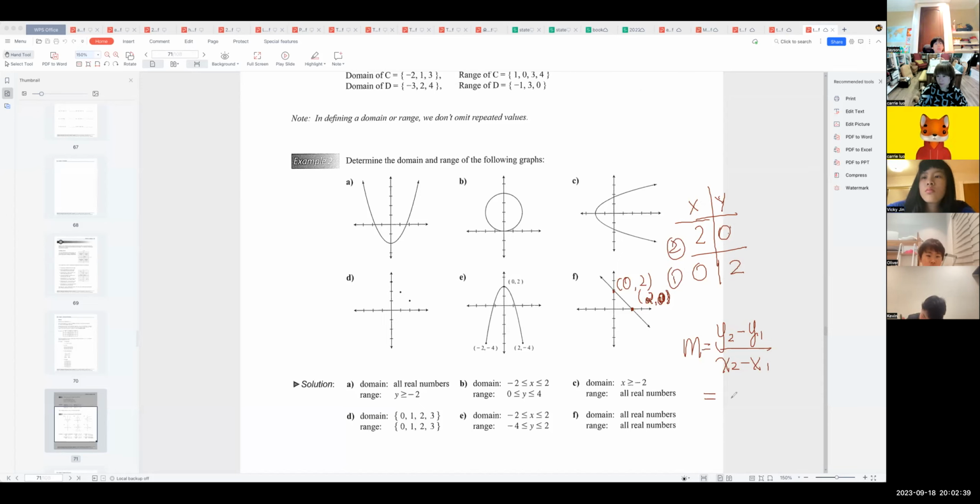So basically it's 0 minus 2 over 2 minus 0. Correct, everybody? So it's negative 2 over 2. So M equals negative 1 for this one. Okay, I'm going to give you time to take notes.